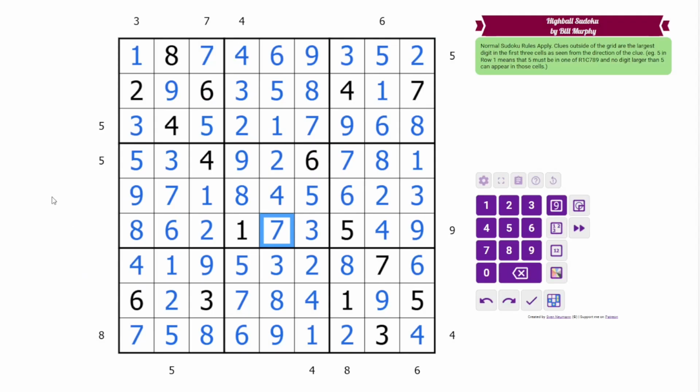And that's the solution. So I hope you enjoyed that. As far as I'm aware, Bill came up with this variant himself. It's a neat variant. So I hope you enjoyed it.